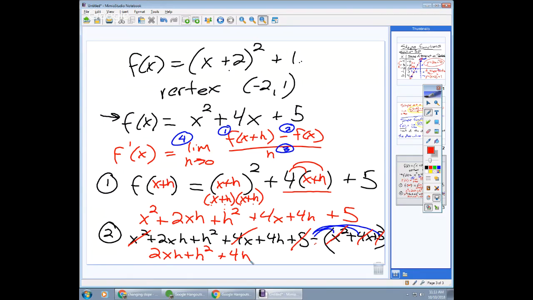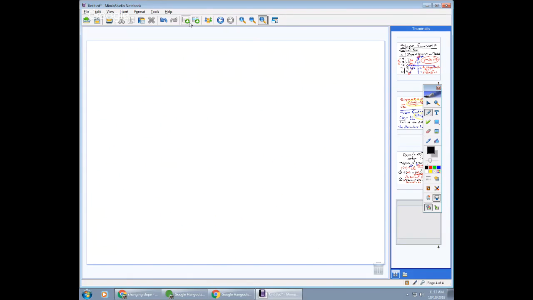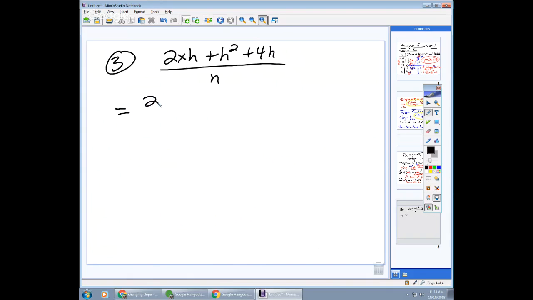Okay, so I'm going to bring that to the screen. There we go. So step 3, I'm going to take my 2xh plus h squared plus 4h. And none of those are like terms because they all have different versions of x and h in there. Divide that by h, which means each piece is being divided by h. Or you can factor out an h. There's 2 different ways to do it. Okay, I'm going to look at each piece being divided.